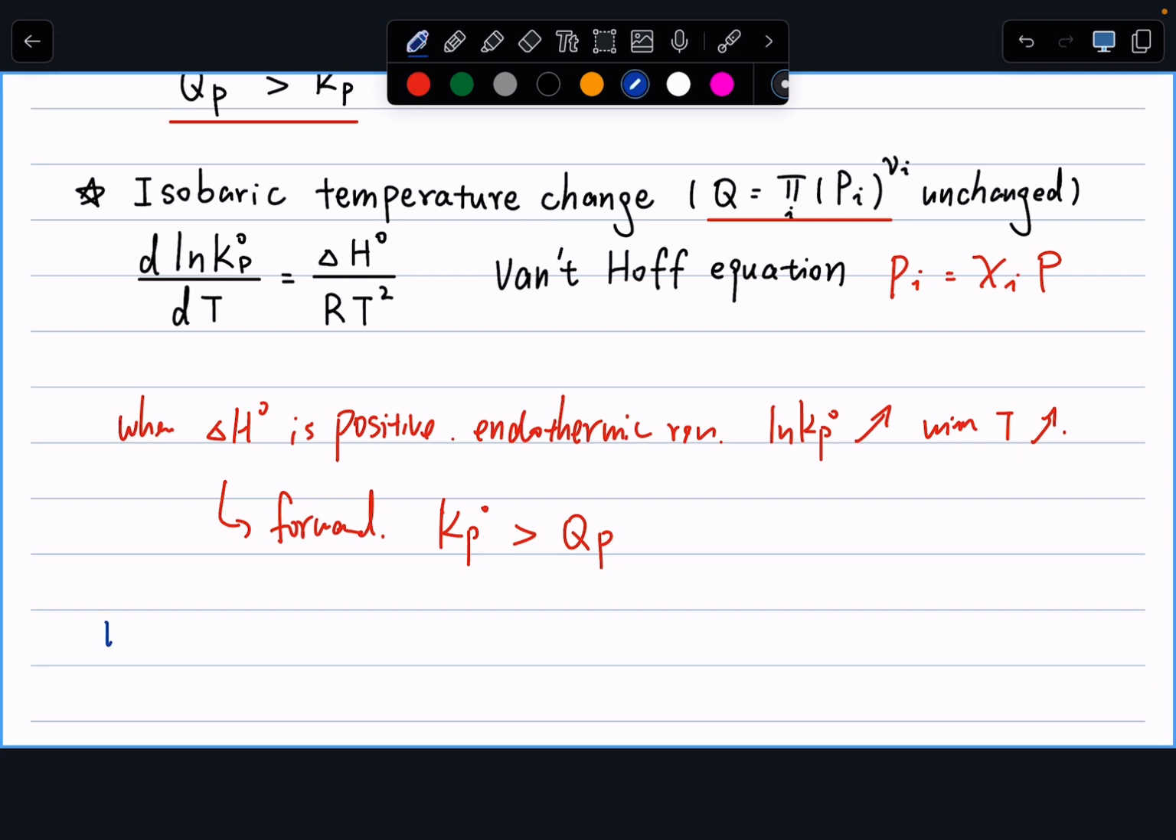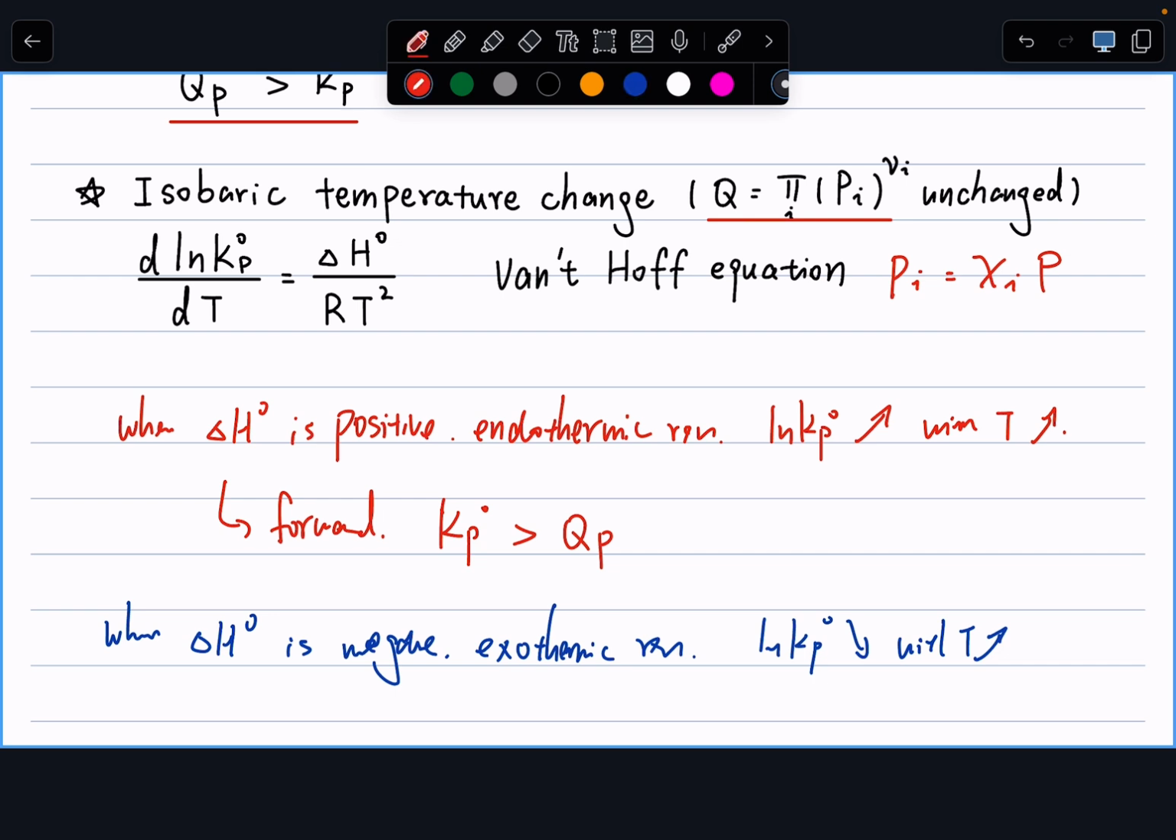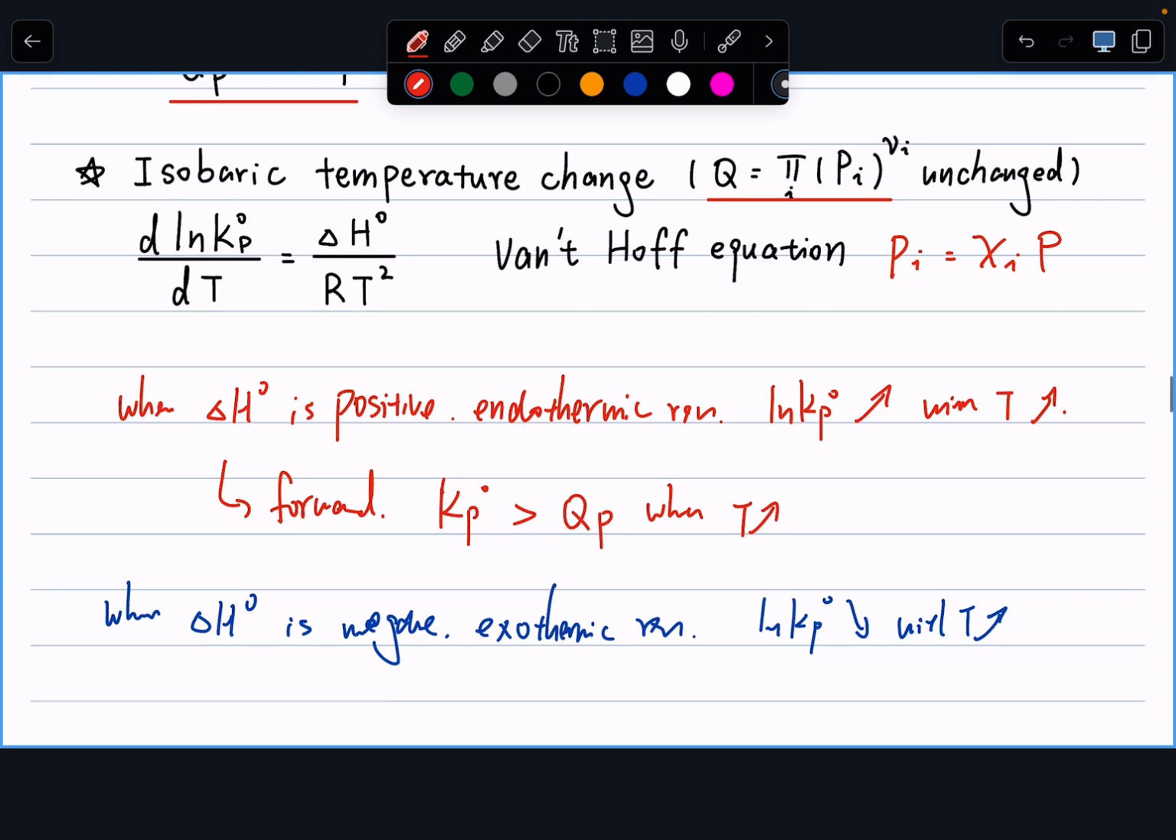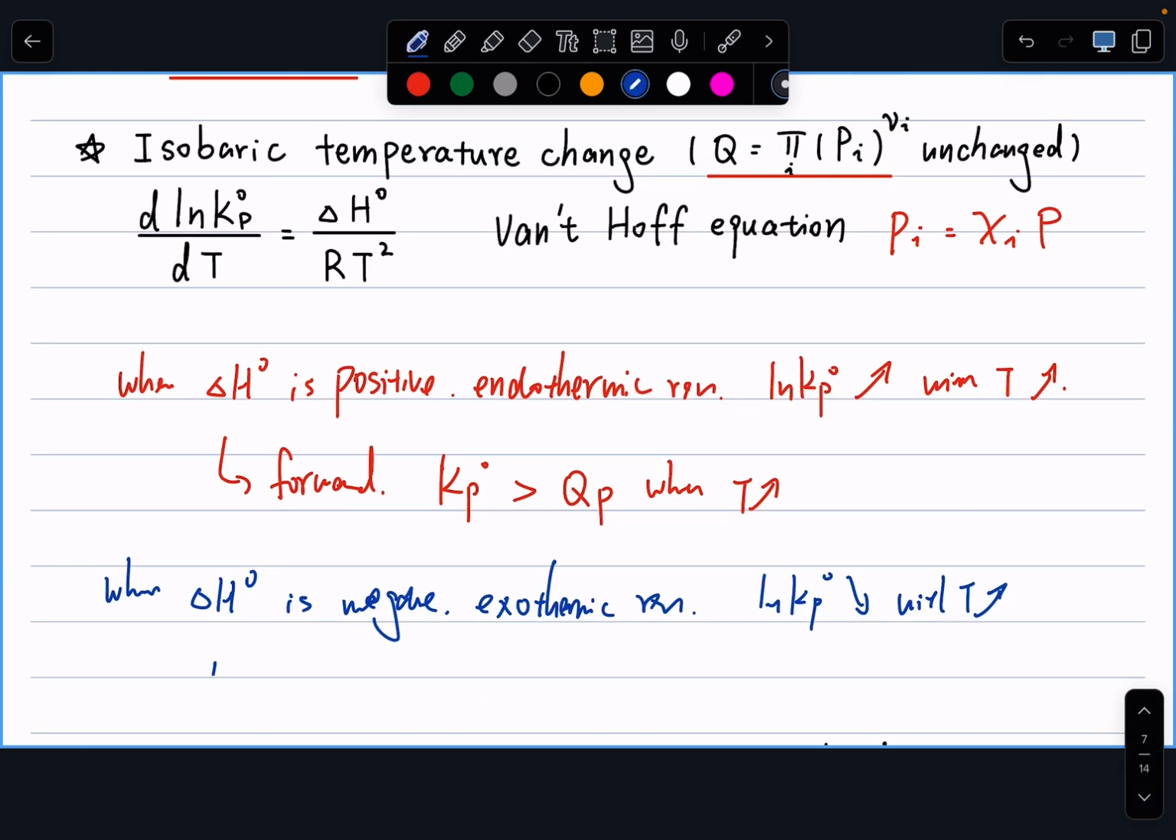Alternatively, when my delta H naught is negative, we have an exothermic reaction. So my ln Kp naught would decrease with temperature increase. That means we have a backward reaction, because my Kp naught is smaller than Qp with temperature increase.